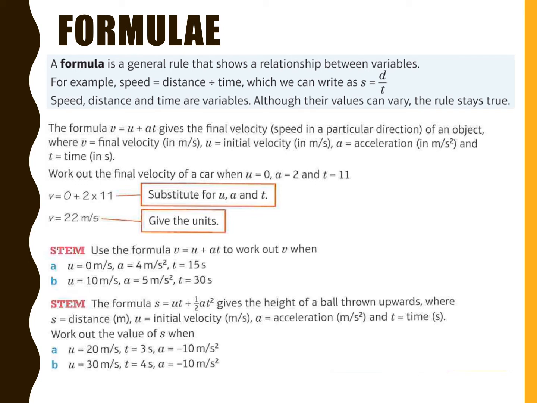Okay, so I want you to try them. STEM just stands for science, technology, engineering, and mathematics. So use the formula v equals u plus at to work out v when this is it. So this is your formula, and all you're doing is substituting these values in there to find out your velocity. This is the same again, this is a different formula, and you're substituting these values into this formula in order to get your distance. s is distance. Okay, try and do that.